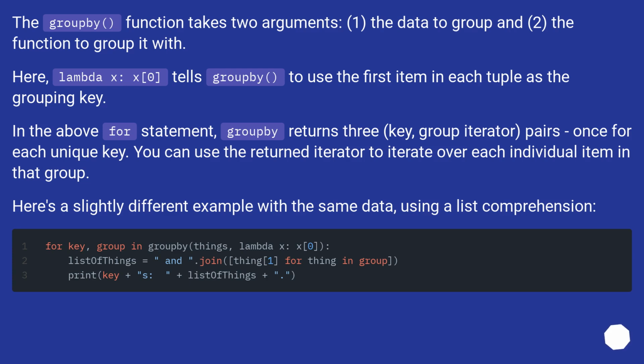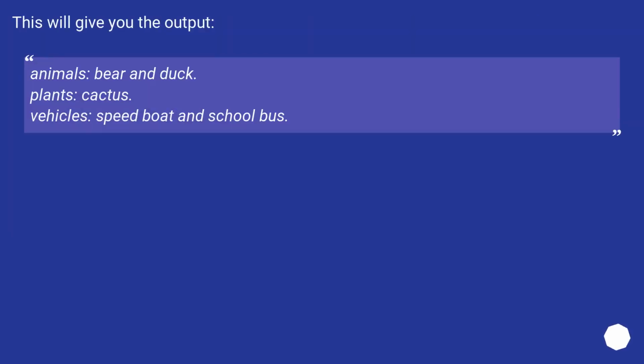Here's a slightly different example with the same data, using a list comprehension. This will give you the output. Animals: bear and duck. Plants: cactus. Vehicles: speedboat and school bus.